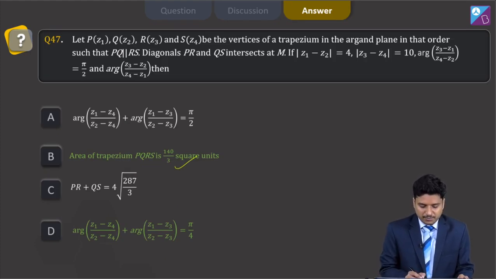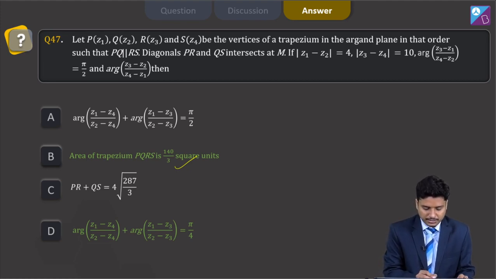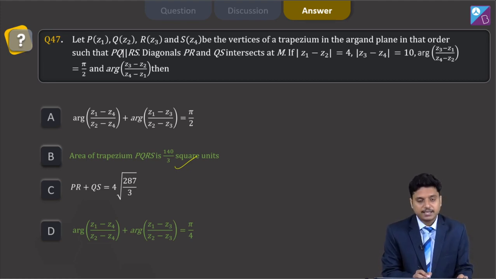Now theta plus phi, we have already found, was equal to pi by 4. This is the expression for theta and this is the expression for phi. So that is already pi by 4, and this option is also correct. If D is correct, obviously A is a wrong choice.